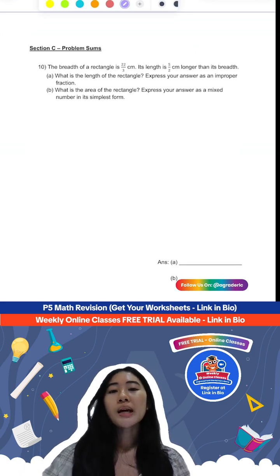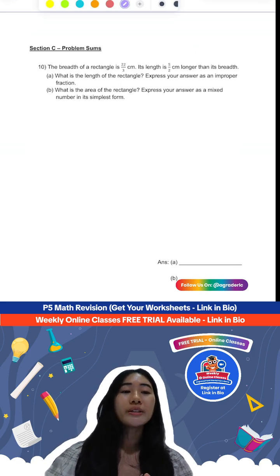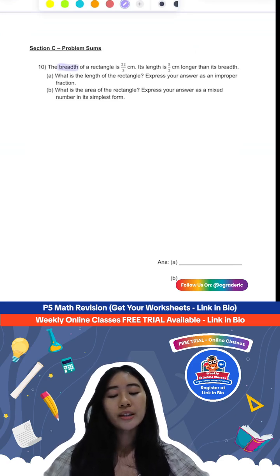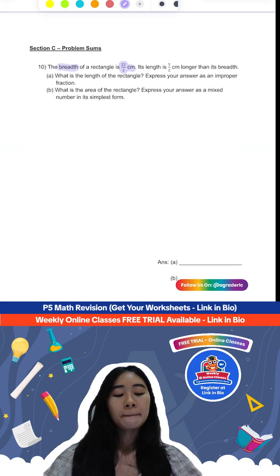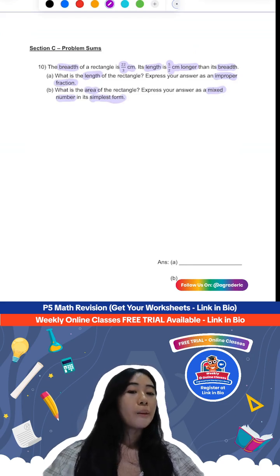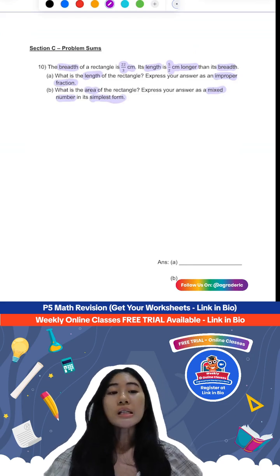Right, so let's do a problem sums. You can actually use calculator for this question. So it's actually quite simple. You have the breadth of a rectangle, which is 22 over 3. The length is 5 over 2 cm longer than the breadth. What is the length of the rectangle? Give your answer as an improper fraction. And then for part B, what is the area of the rectangle? Give your answer as a mixed number in its simplest form. So I will give you guys some time to send in your answers.